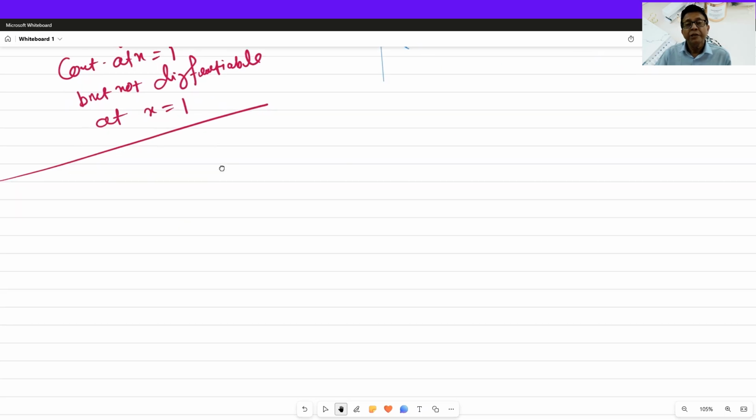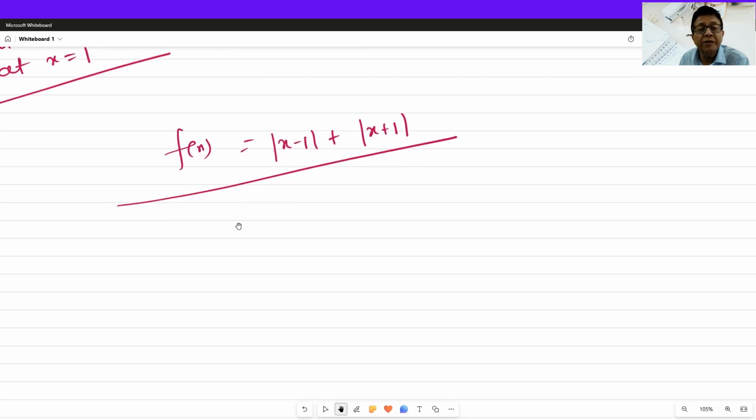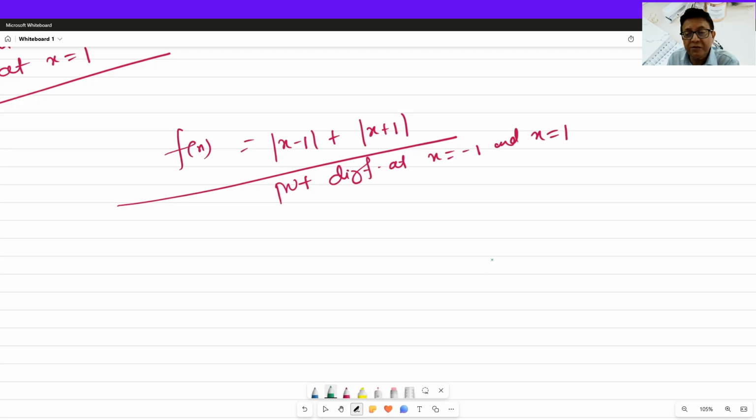Okay? If you draw the graph of this function, f(x) equal to mod x minus 1 plus mod x plus 1, this function will not be differentiable at x equal to minus 1 and x equal to 1. This particular boat function, why boat? It takes the shape of a boat. When you plot the graph, it is not differentiable.